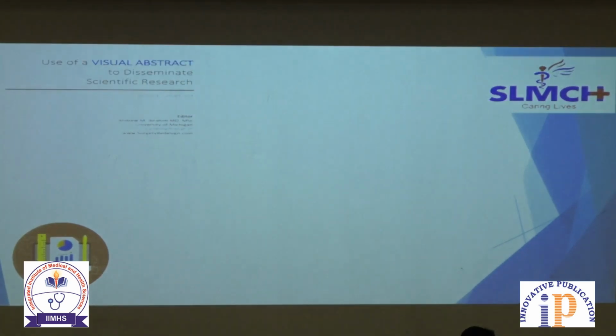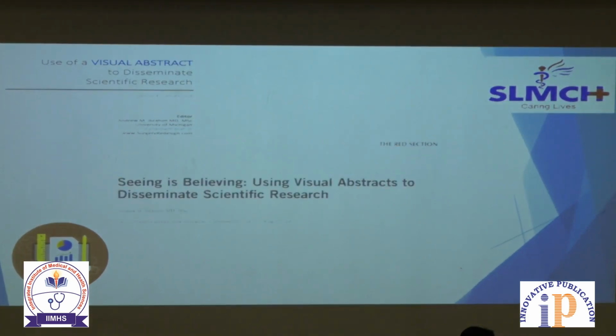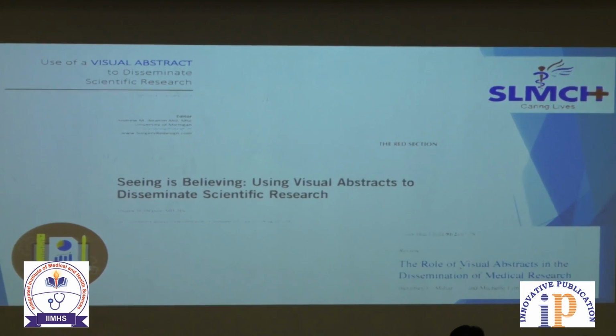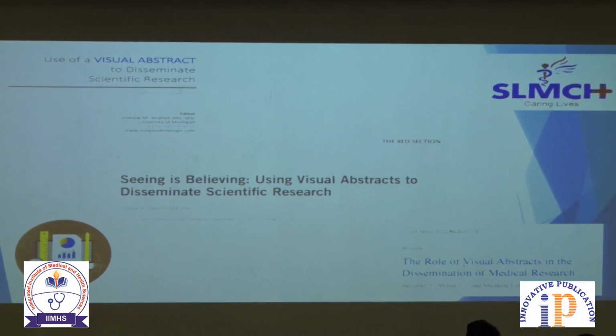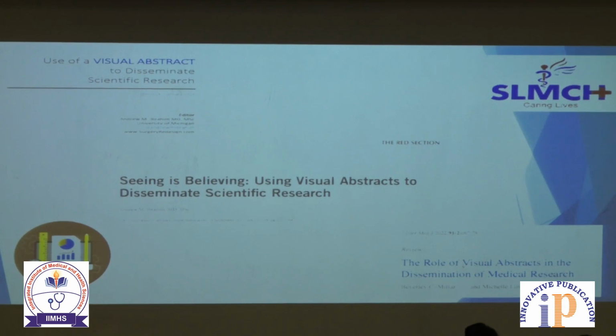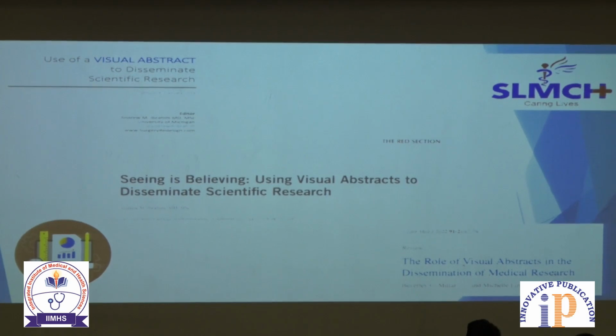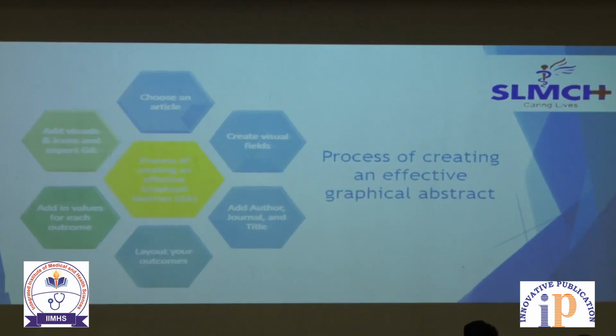These are the 3 publications which have been published recently in 2019, 2020, 2022. These 3 publications have given clear-cut guidelines of how a graphical abstract should be. A graphical abstract can also be named visual abstract. So these are the 3 key articles which tell how to prepare a graphical abstract and how to propagate it.